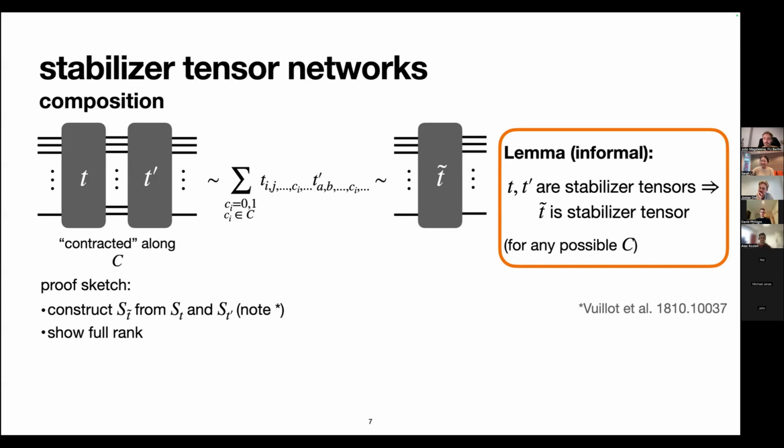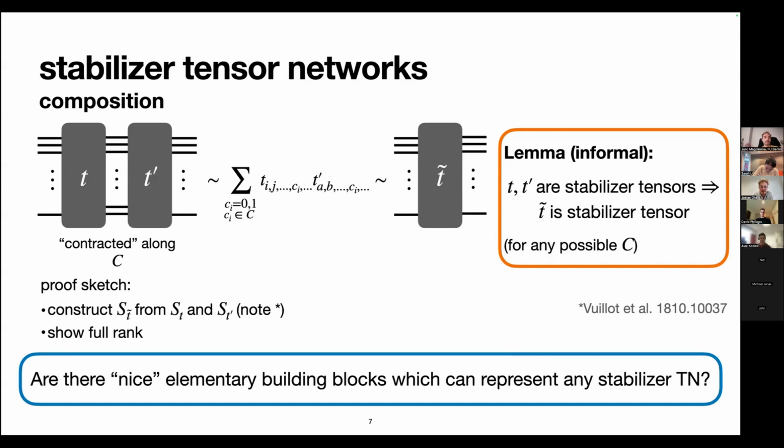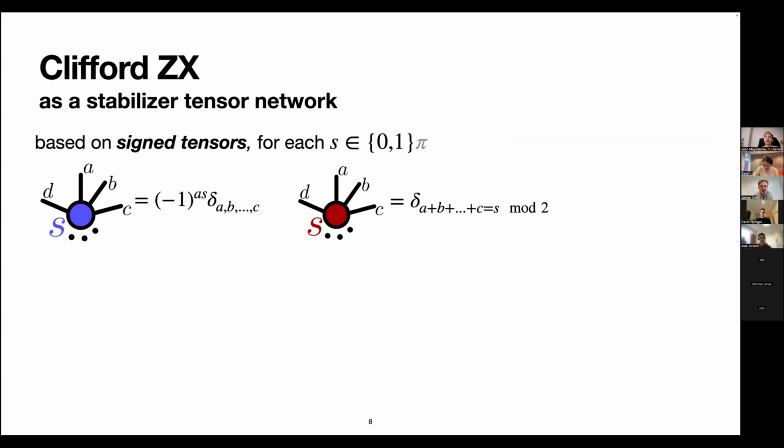Okay, thank you. Cool. So this fact that you can compose stabilizer tensors to get new stabilizer tensors raises the question: are there nice elementary building blocks with which we can represent any stabilizer tensor network? And it turns out you can. You can, for example, use the Clifford fragment of the ZX calculus, which is one example of such a choice of elementary building blocks.